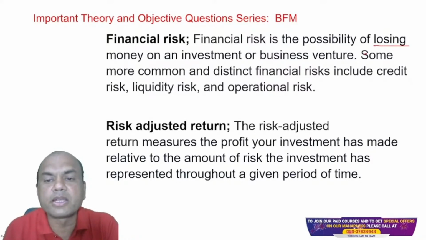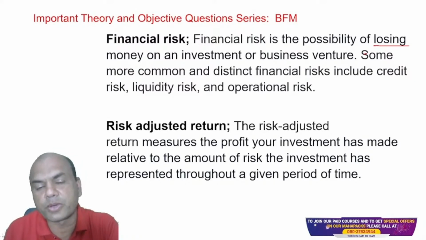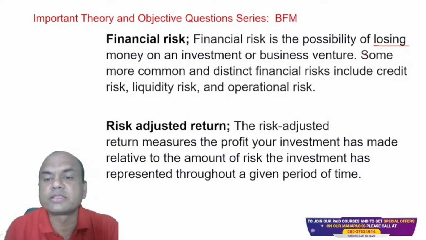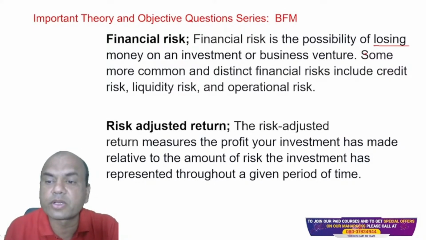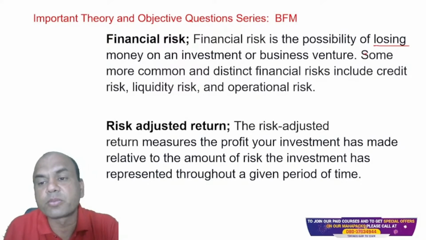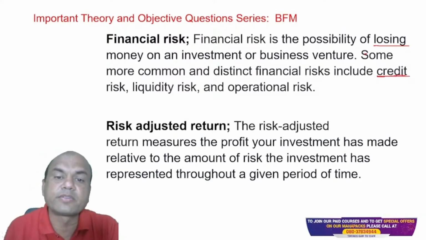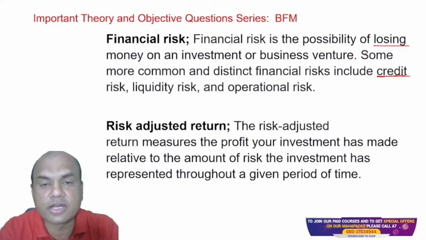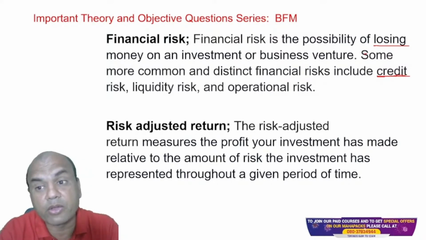Some more common and distinct financial risks include credit risk, liquidity risk, and operational risk. So these are the common and distinct financial risks. I always face the problem of credit risk. What is this credit risk? Credit risk means if the bank gives a loan to somebody, whether the loan will be repaid or not. That is known as credit risk. Whether it will be repaid or not.